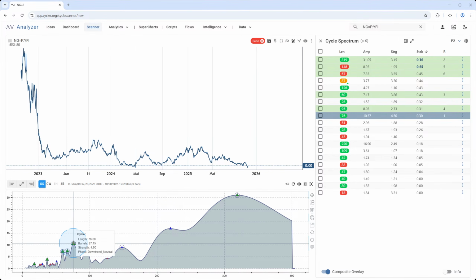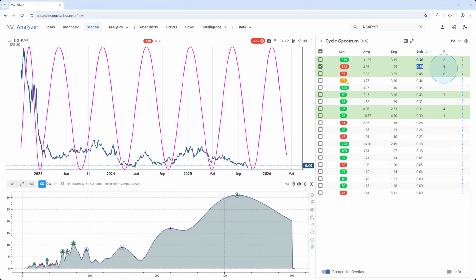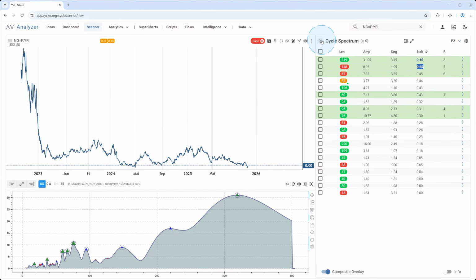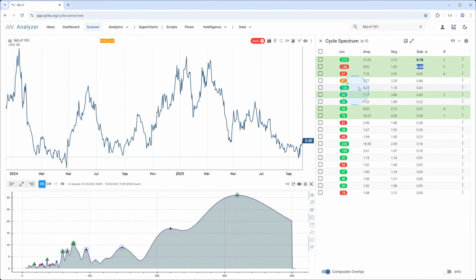So I would like some of those shorter term cycles here, 148, which seems to qualify as stable. It has a ranking which seems to be, that's not easy. So we have different options to choose here. So, but let's get back to the main story here.